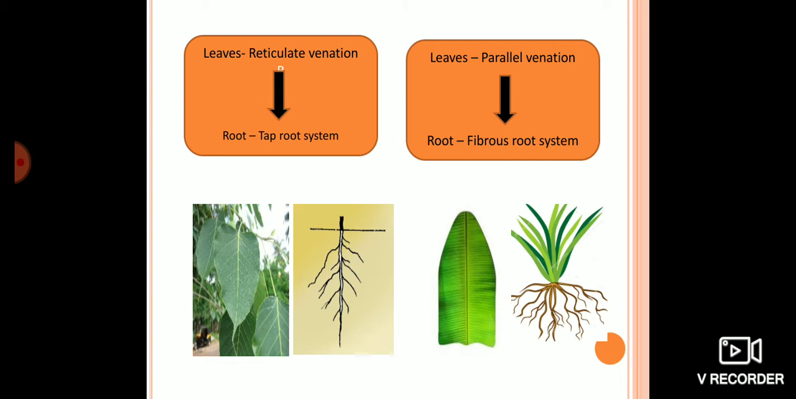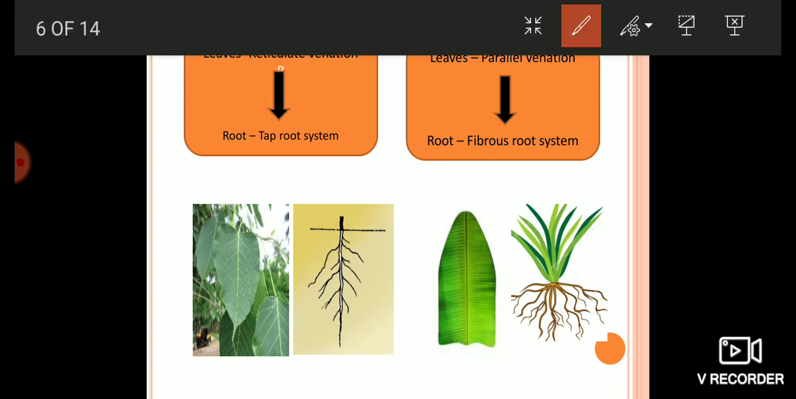Just by looking at the leaves of the plant, you can tell the kind of root system it has. Yes, we can just see the leaf and interpret which kind of root system the plant has. This is the leaf showing the reticulate type of venation. If the leaf shows this type of venation, reticulate venation, then the plant has the taproot system.